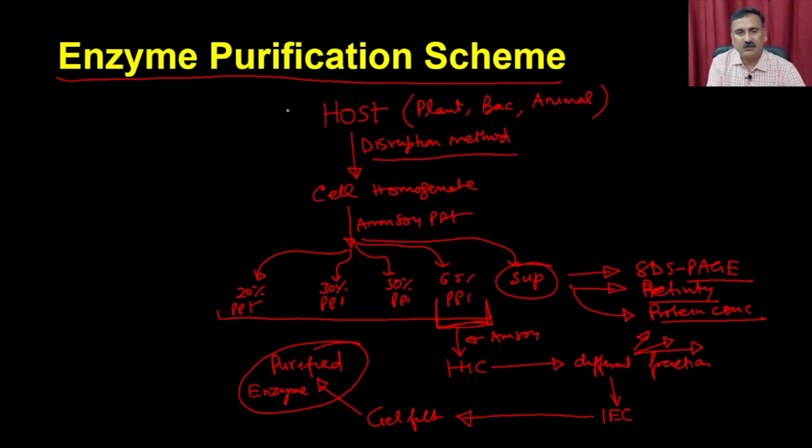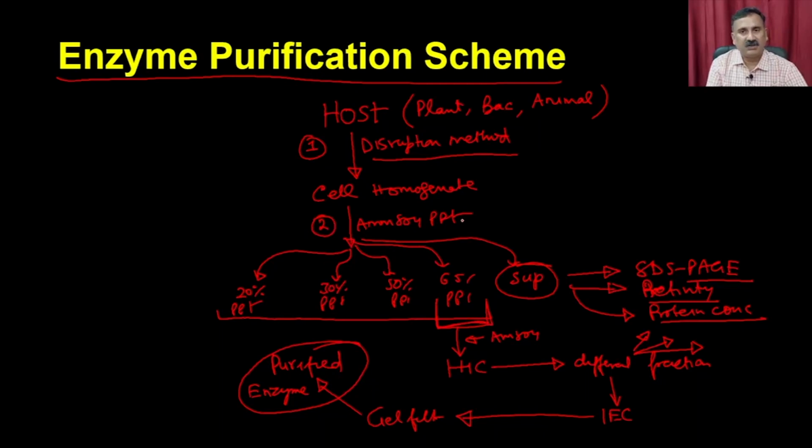So first step, you are going to select the disruption method so that the host cell gets disrupted. Second step, you are going to do the ammonium sulfate precipitation so that you have a suitable fraction where the major amount of activity and the protein concentration is present.